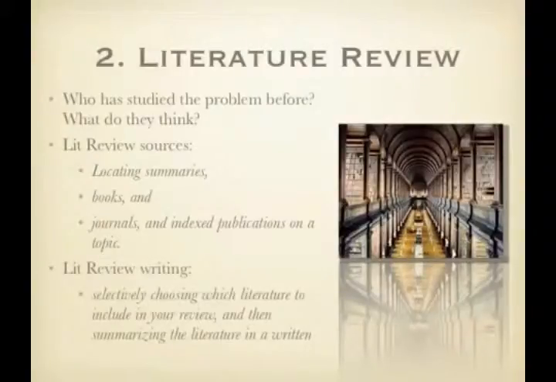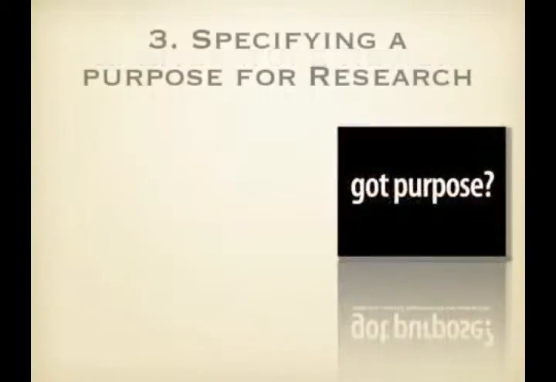When we write the literature review, you don't cite everything that you've read, but you selectively choose the literature that you're going to include, and you summarize that literature in a written document. In this case, you summarize it in the lit review section of your research project.